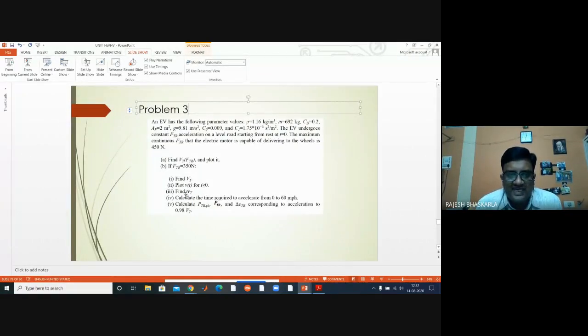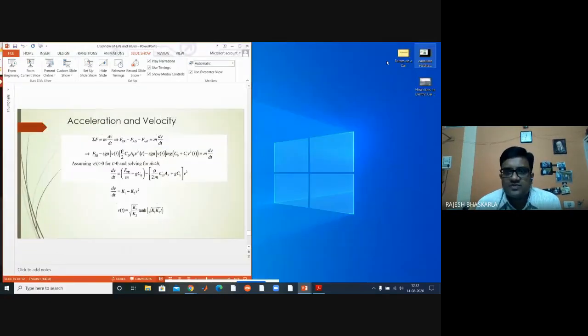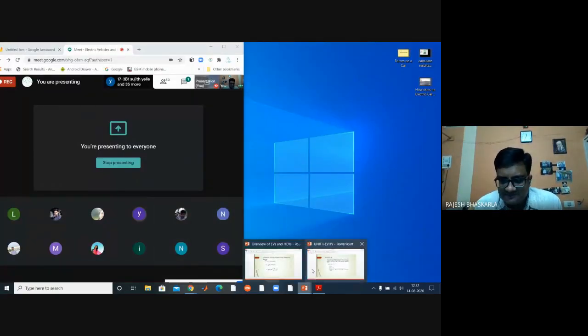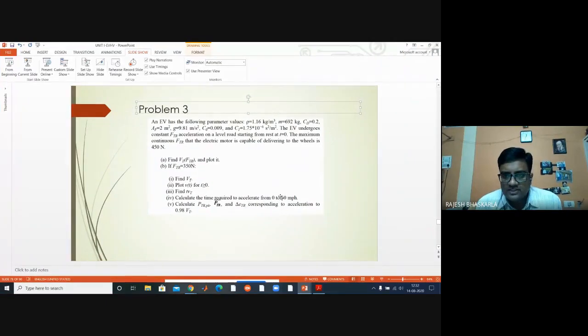And then how to find t? t can be calculated from this expression, from Vf, the velocity which you got in the previous bit. If you substitute these values into 1 by square root of K1 K2 times tanh inverse of square root of K2 by K1 times Vf, then you will get time t. Similarly, if V is 60 miles per hour, and you substitute 60 instead of Vf, then you will get the next answer.